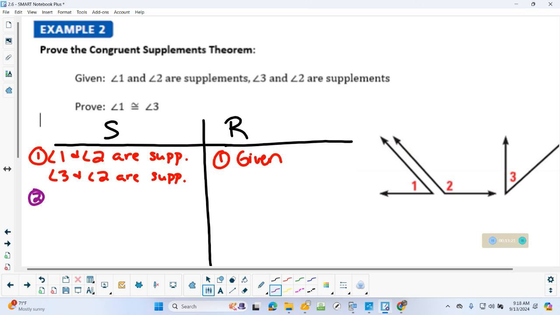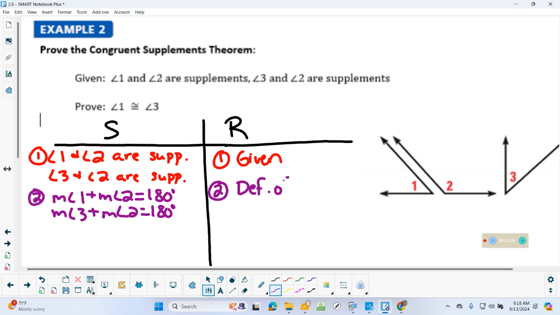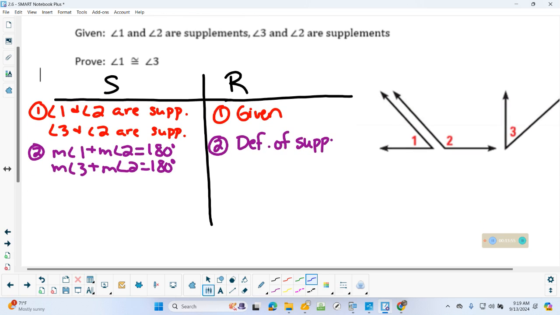So that's my next move. I'm going to say measure 1 plus measure 2 equals 180. And I'm going to say the same thing for 3 and 2. And of course, that's because we had supplements given to us. So that's my definition of supplementary. Got it. Okay. I'm going to scroll this just a little bit.